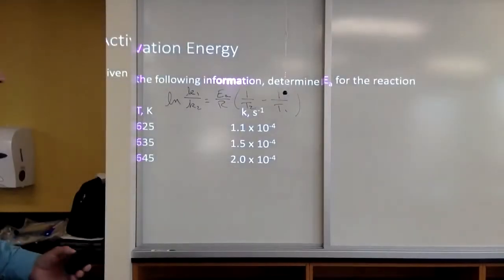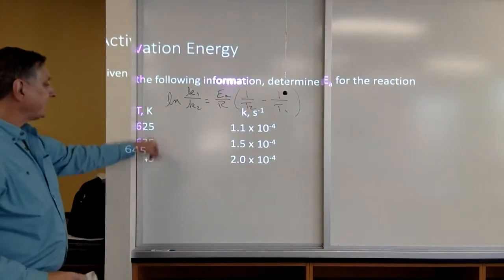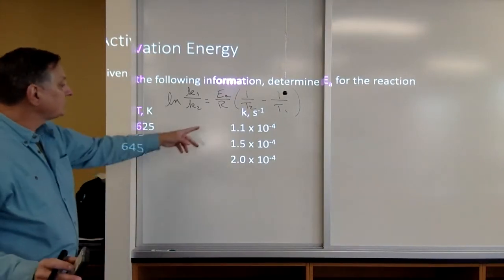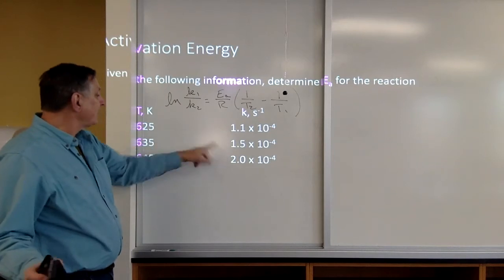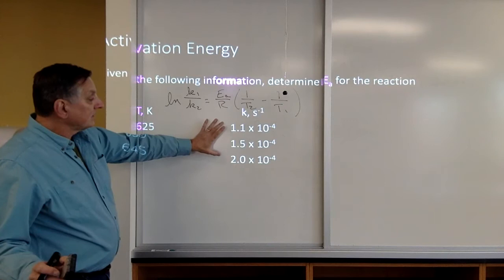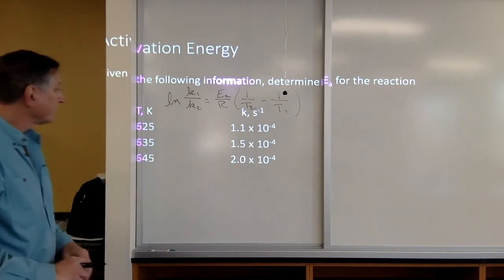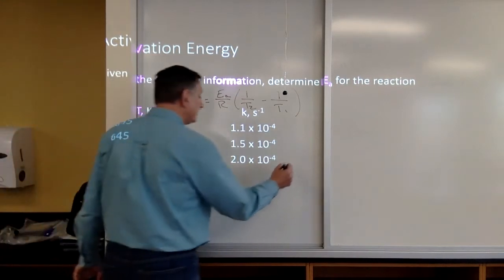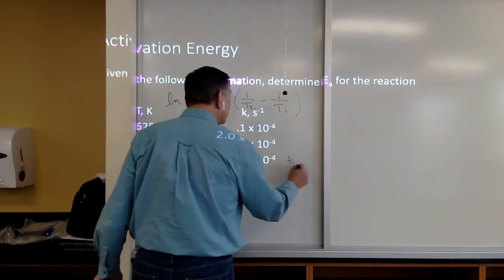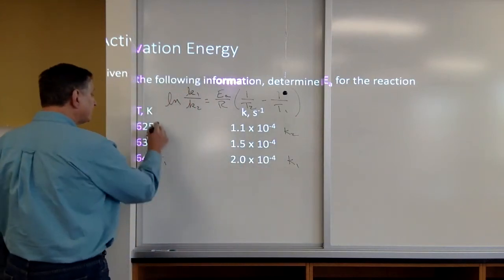Nope, that's correct. All right, now what I can do is plug in any 2 of these data points, any 2 K values, any 2 temperatures. I'm just going to do the ends, the highest temperature and the lowest temperature. So I'm going to call this K1. We'll call this K2. This will be T1. This will be T2.